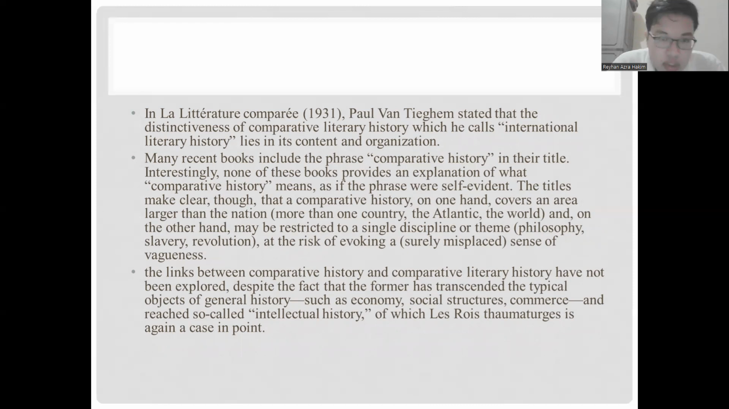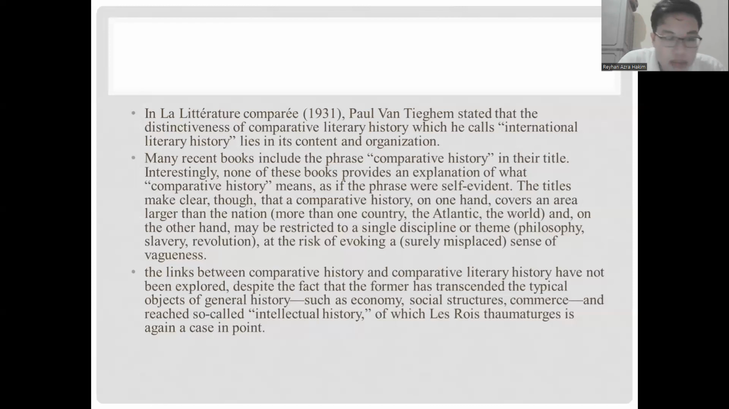Many recent books include the phrase comparative history in their title. Interestingly, none of these books provides any explanation of what comparative history means. As if the phrase were self-evident, the titles make clear that a comparative history, on one hand, covers an area larger than the nation, more than one country, the Atlantic, or the world, and on the other hand, may be restricted to a single discipline or theme, philosophy, slavery, or revolution, at the risk of evoking a misplaced sense of vagueness.